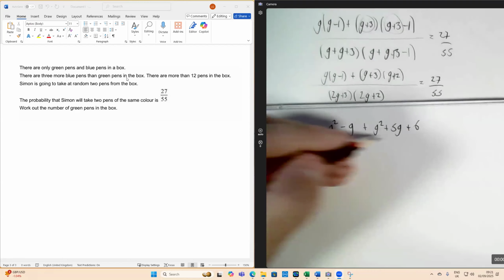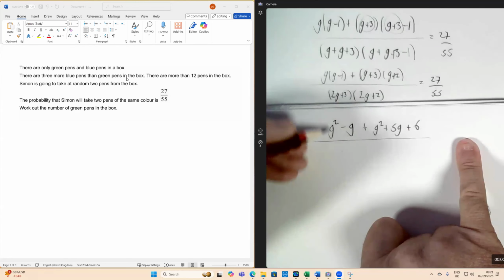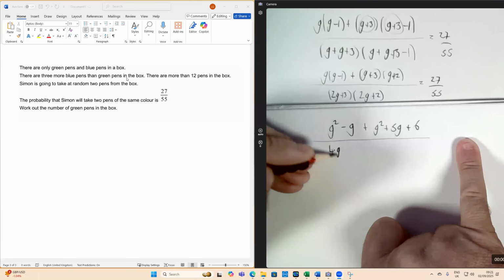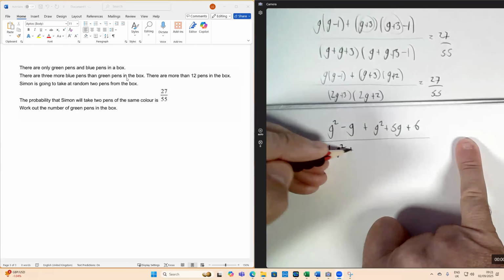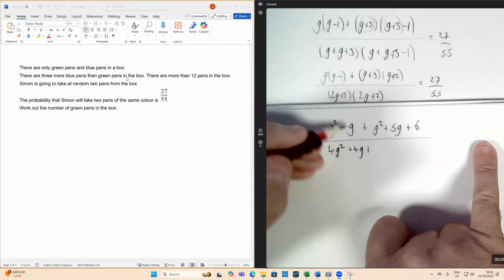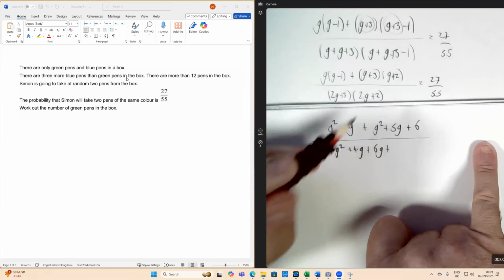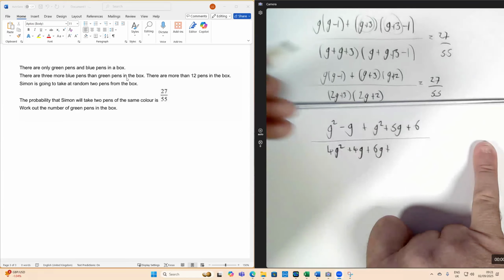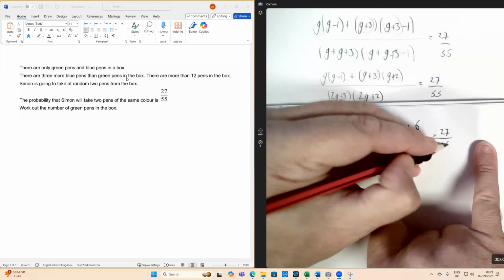And then let's do our denominator. So we're going to have 2G times 2G is going to be 4G squared. We're going to have 2G times 2 is going to be plus 4G. We're going to have 3 times 2G is going to be plus 6G. And we're going to have 3 times 2 is going to be 6. So that is equal to 27 over 55.